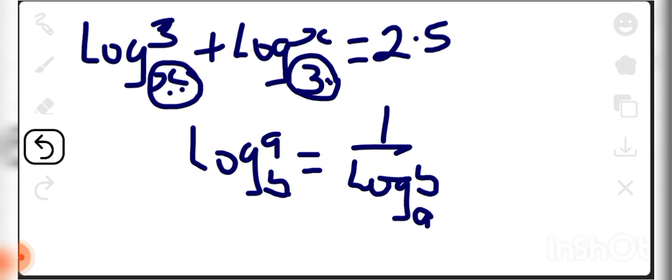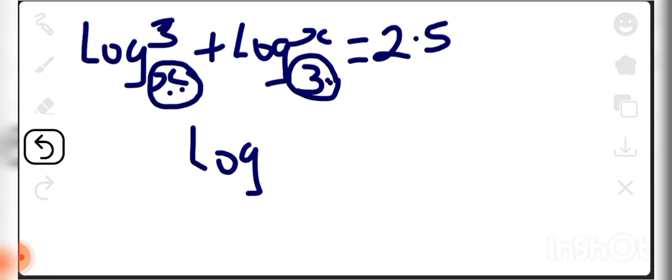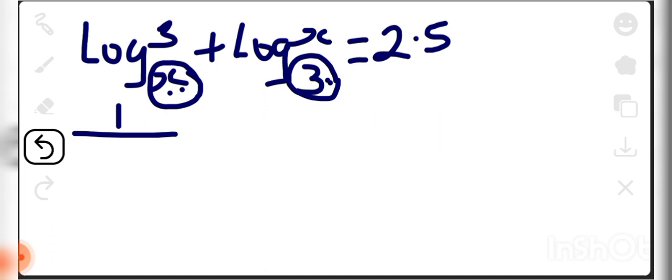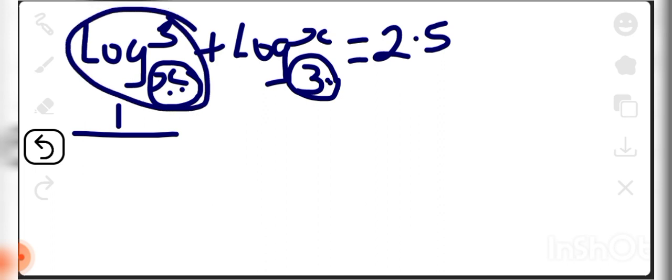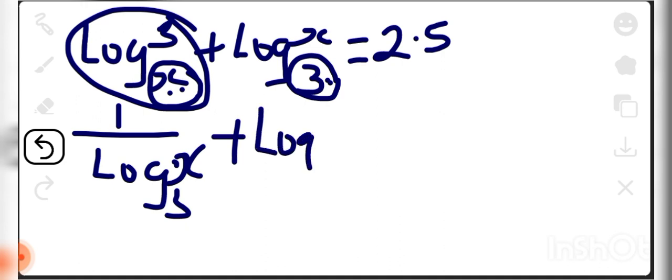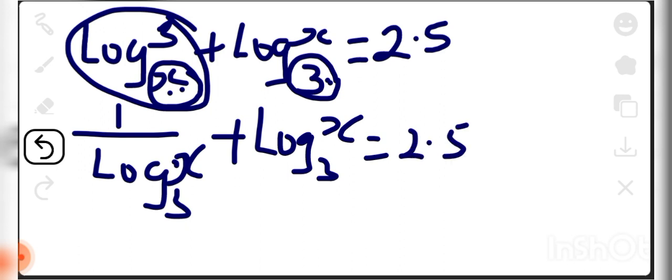So that's what I want to do now. I want to use that law or that rule to move this 3 downwards. So what we're going to do, we'll just take 1 over everything here. Then 3 will come down, x will go up. So I'm going to have log x, then 3 will come down, plus log x to base 3 is equals to 2.5.